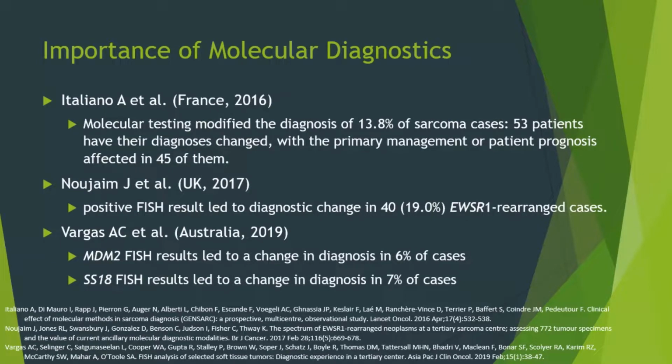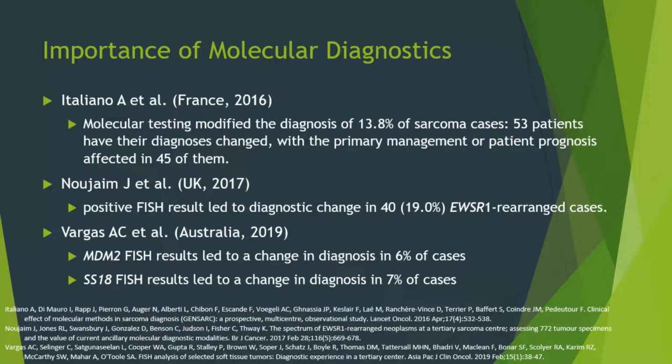Indeed, there are multiple studies that have examined the importance of molecular diagnostics. In this French multi-center study in 2016, they examined the effect of molecular methods in sarcoma diagnosis and found that molecular testing modified the diagnosis in around 14% of sarcoma cases. Now, focusing on FISH and the three genes that we're discussing today, Nujaim in the UK in 2017 did a retrospective review of their FISH and RT-PCR tests for EWSR1 translocation in their institution. They found out that a positive FISH result led to diagnostic changes in 19% of those EWSR1 rearranged cases.